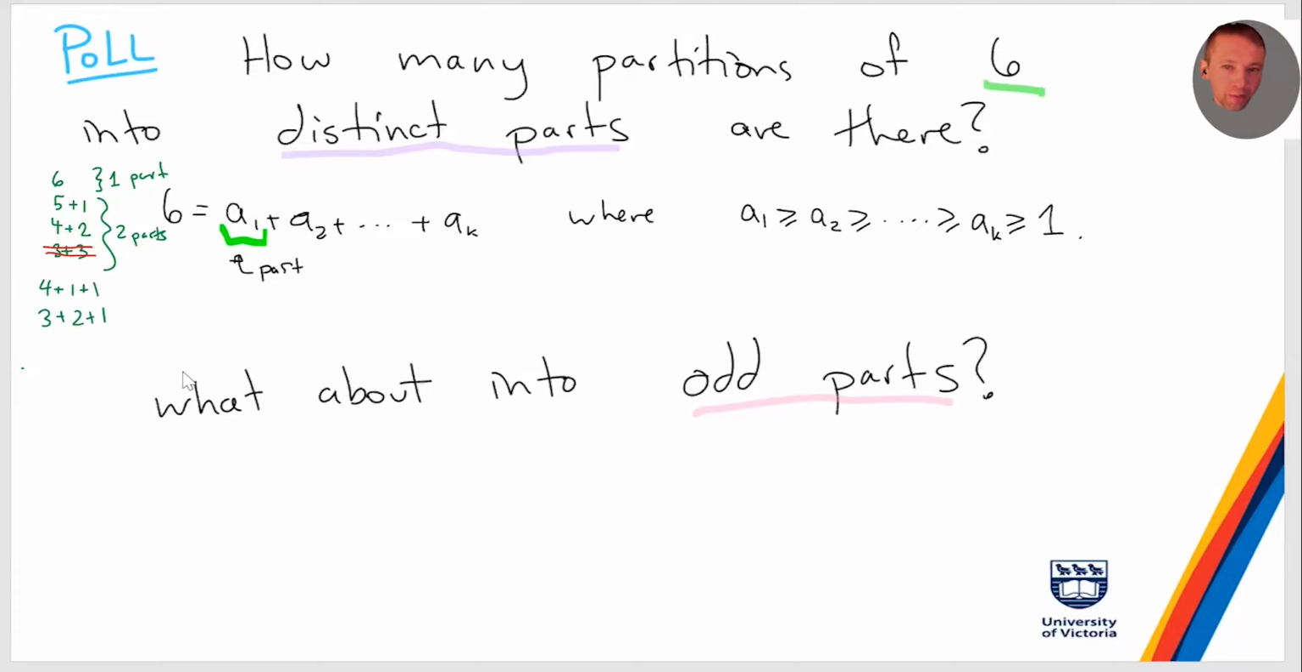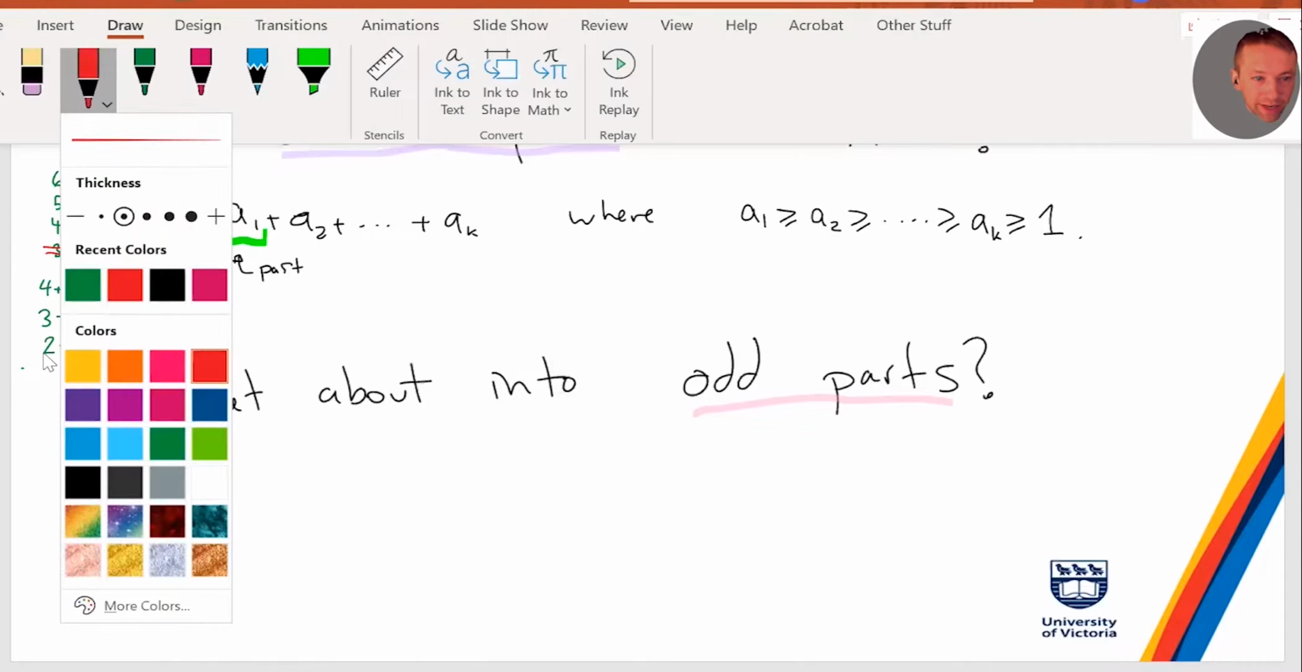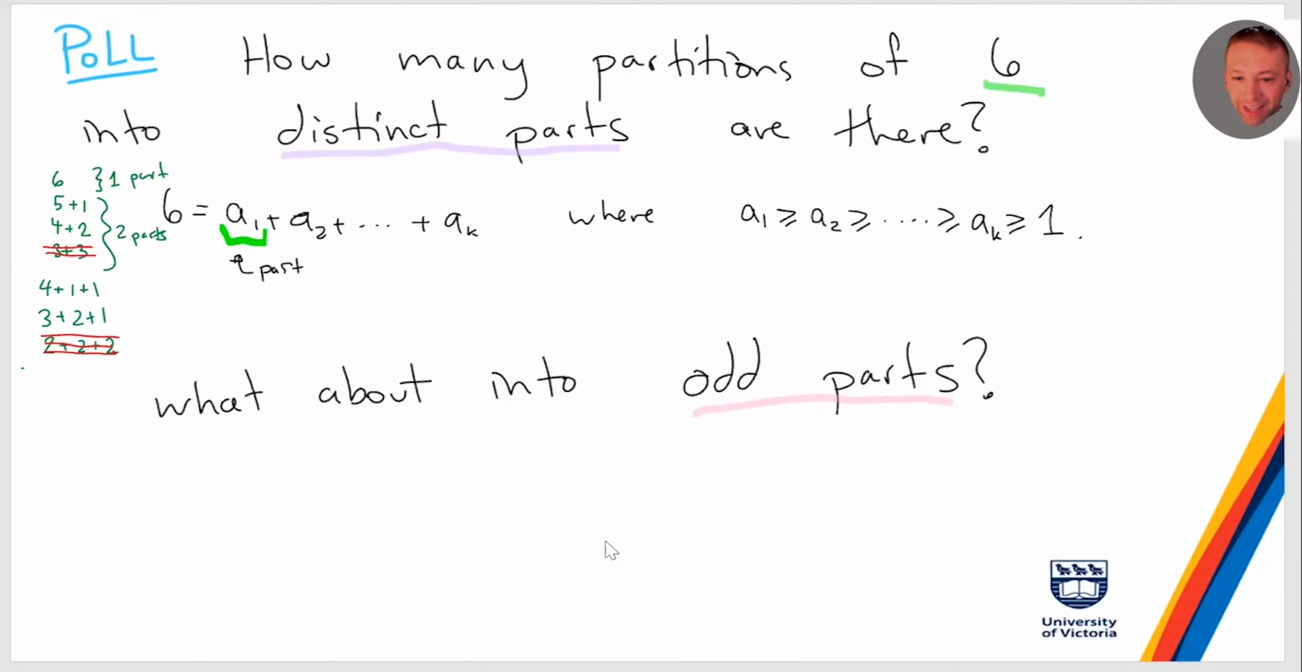I can't do 3, 1, 2. That doesn't count. I can do 2 plus 2 plus 2, which would be okay, except that I'm saying the parts have to be distinct, so that doesn't count. Let me know if I'm missing any here. These are all okay if I'm talking about partitions, but if I'm talking about partitions with distinct parts, distinct parts means that no 2 parts are the same size, I guess.